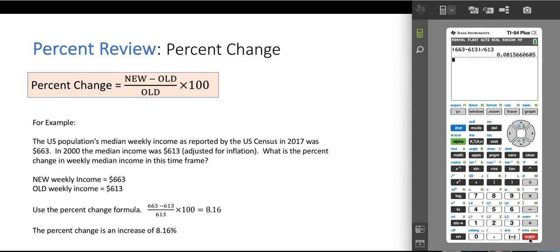So you're going to get that answer of 0.081566, etc. Multiply that answer by 100 to change it to a percent. And then the answer is approximately 8.16%. Now, notice this percent change is an increase. So we would say this is a percent increase of 8.16%. If this number comes out to be negative, then it's a percent decrease. Okay, let's look at another kind of problem.